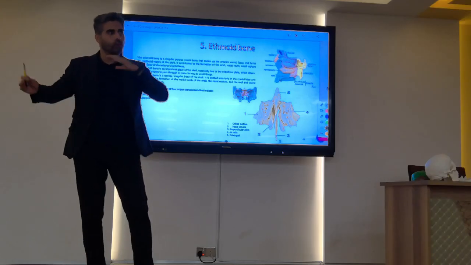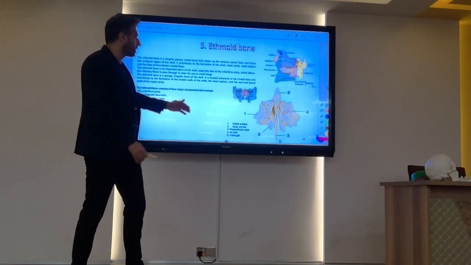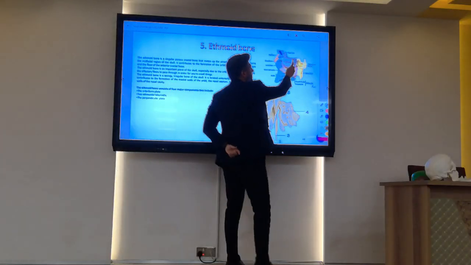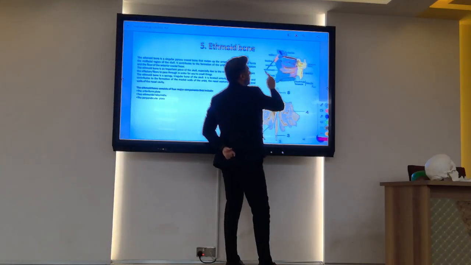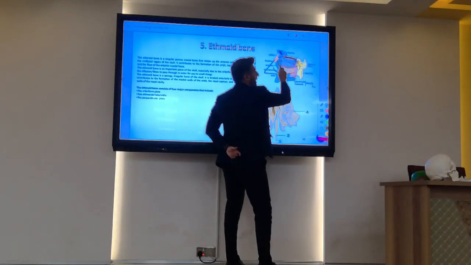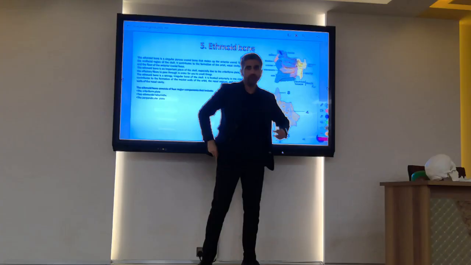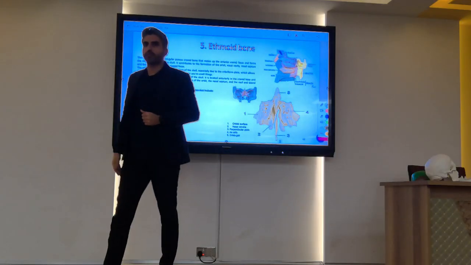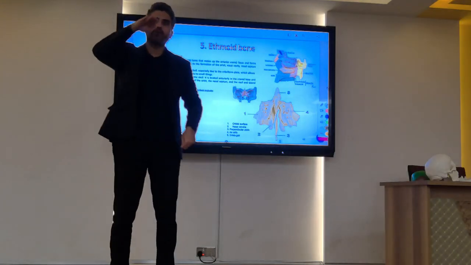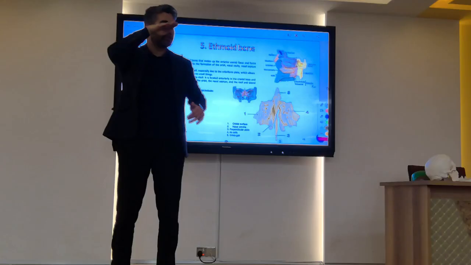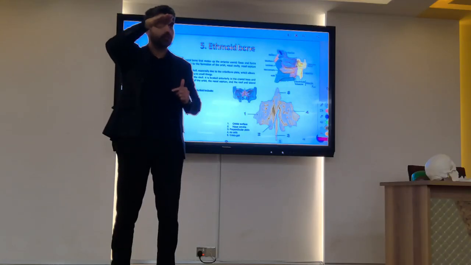Nasal cavity, it has concha, it has septum. The roof is here, ethmoid. Look at here, this color, this is ethmoid. This is external nose, this is nasal cavity, and roof of the nasal cavity, this bone is ethmoid. So, how many parts can we see in ethmoid? First of all, it has one transverse plate. It has one horizontal plate.